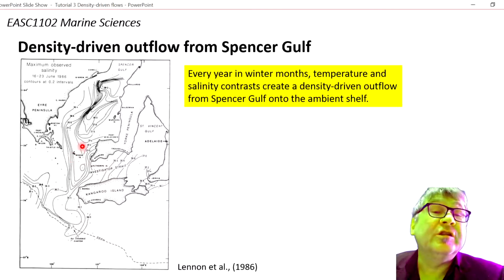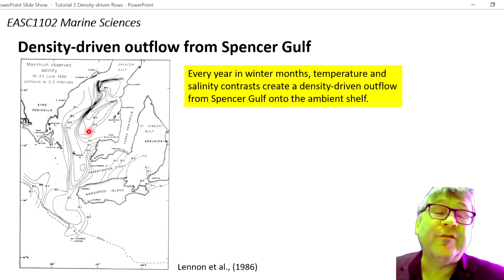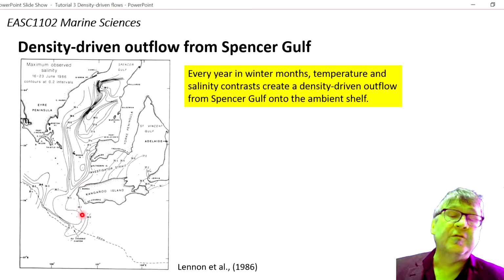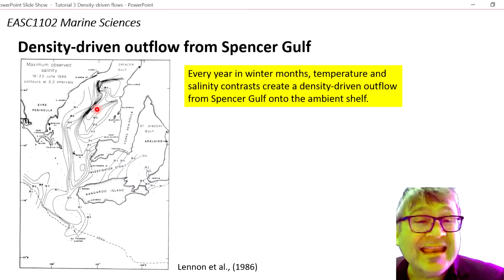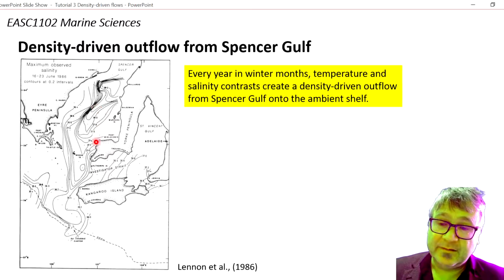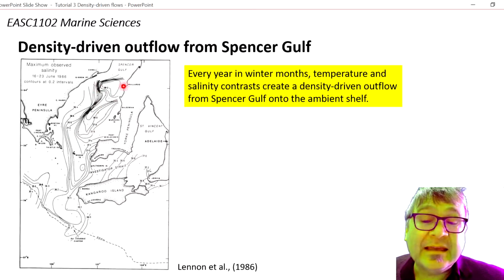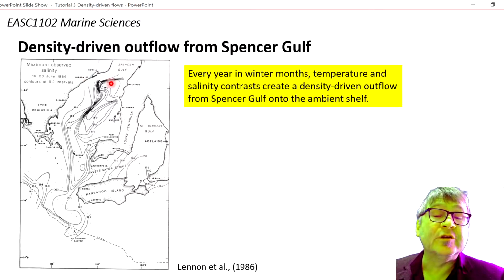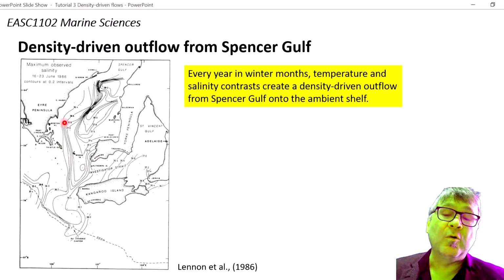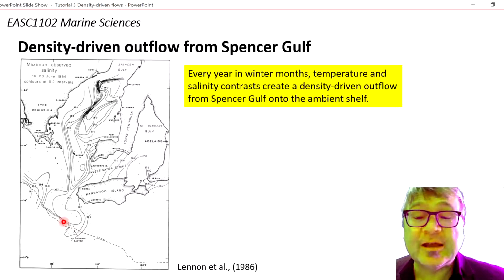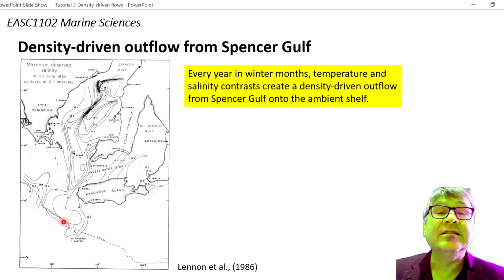Okay, and I mention it at this point because this feature is very, very important to understand the renewal of water in estuaries like Spencer Gulf, because it's only the outflow that triggers the inflow of ambient water. There's new water coming in because there's water moving out. We call this flushing. Okay, this is the density-driven outflow from Spencer Gulf.